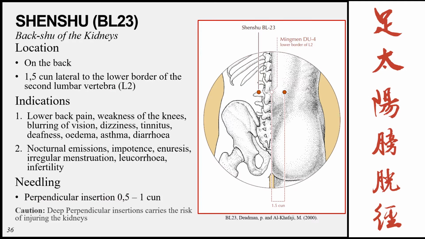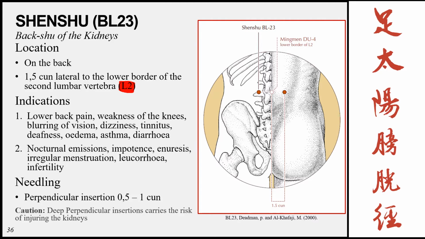The next point is SHENSHU, bladder 23. This is the back shu of the kidneys. This point is located on the lower back, 1.5 cun lateral to the lower border of the second lumbar vertebra, L2. So the important part again is the location according to the vertebra, and for this one it's L2. The indications, so firstly, this point is quite a frequently used point, and that's because of its location. It's used quite often for lower back pain.